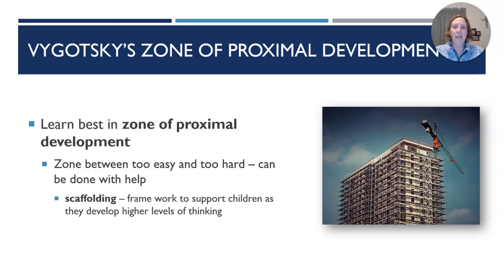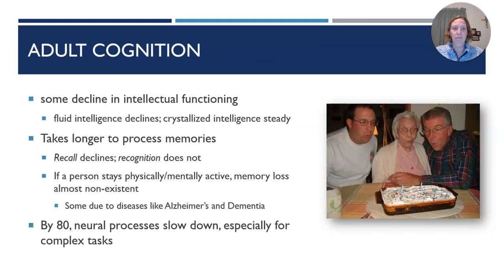Both Piaget and Vygotsky understood that cognition continues to develop into adulthood, but their theories mostly focused on children and adolescents. As for adult cognition, we already know that there is some decline in intellectual functioning. We know from previous lectures that fluid intelligence declines. That's the idea of being able to process and reason quickly, solve problems, make decisions quickly. That does drop off as we age. But crystallized intelligence remains steady or even increases over time.